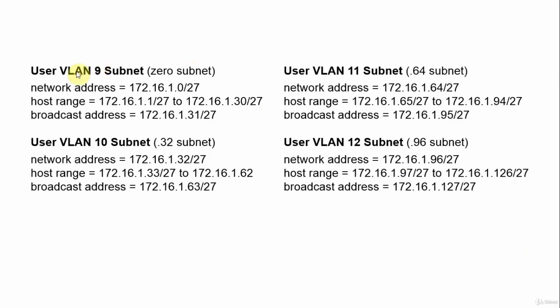So in this case, I've got the 4 user VLANs, 9 through 12. So 9 is going to get the 0 subnet, 10 is going to get the 32 subnet, 11 will get the 64 subnet, and 12 will get the 96 subnet. And it's easy enough with the previous videos. It's the same process. You start with 0, and then you add 1 through 30, and that's the host range, and then 31, and so on for each one. That's basically how that works. All 4 subnets are accounted for. So you've got the host IP address range and network and broadcast address, and that's all you need to define a subnet.